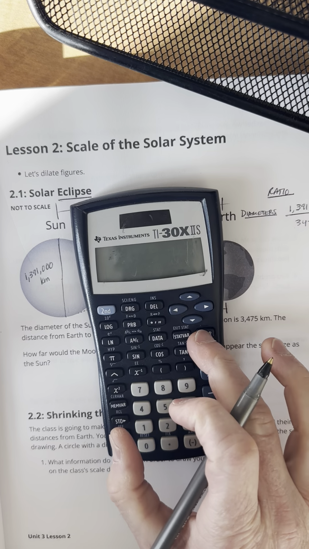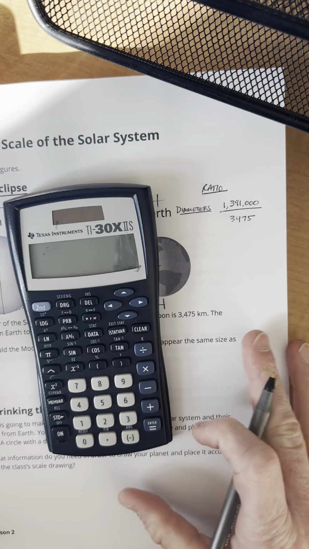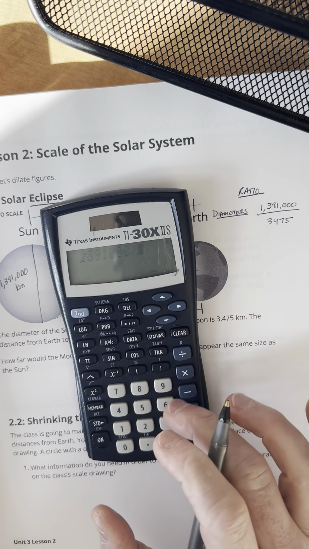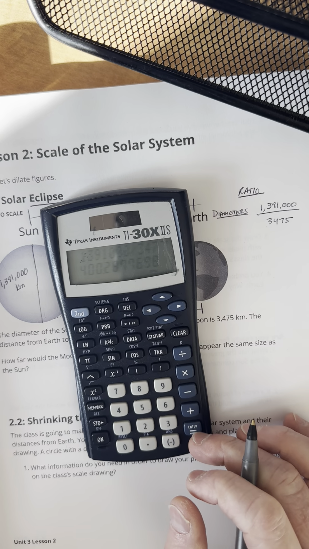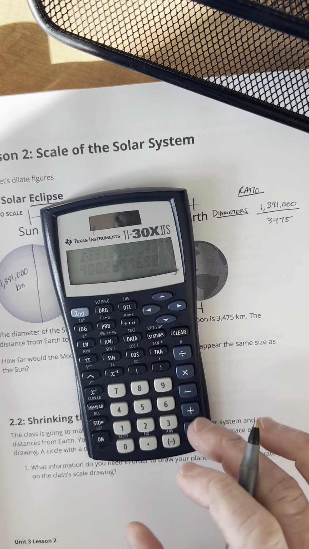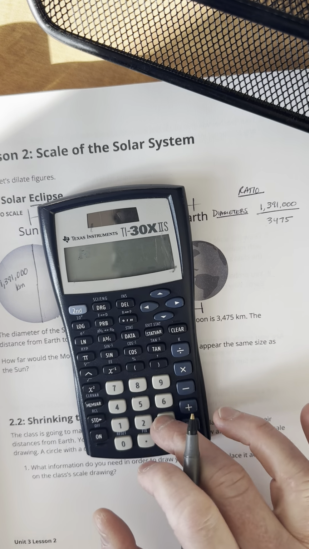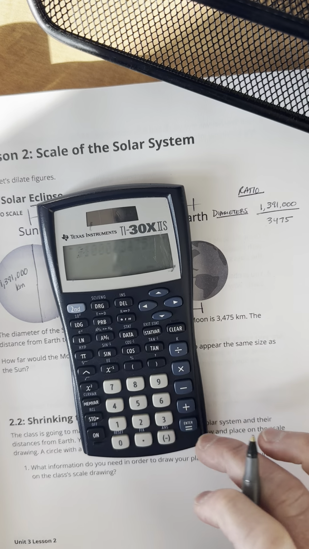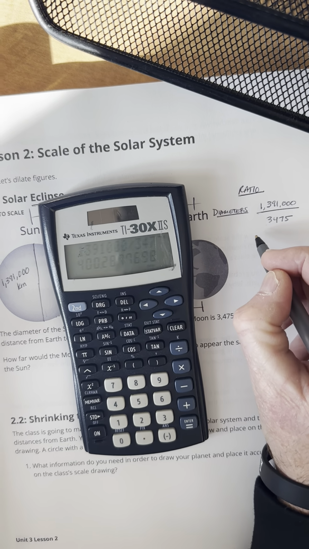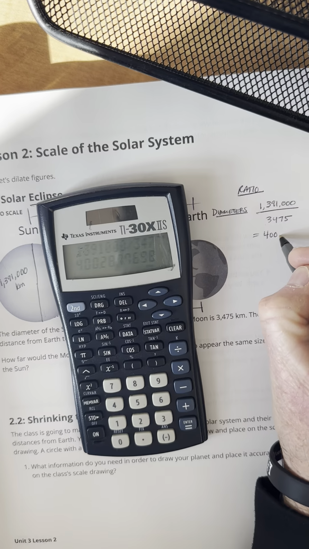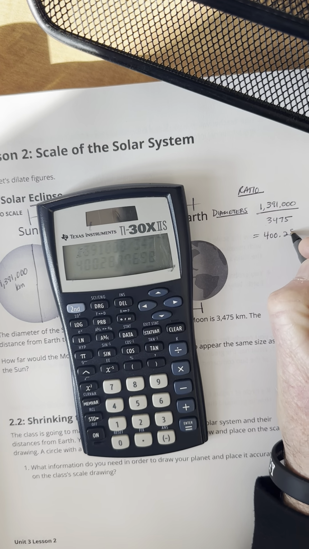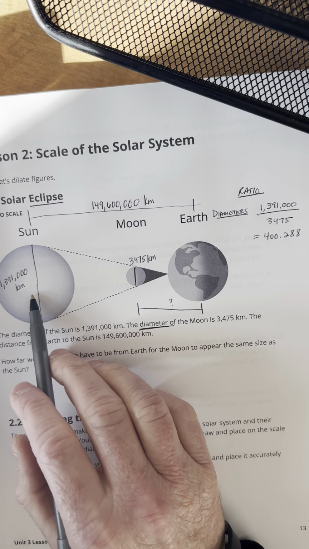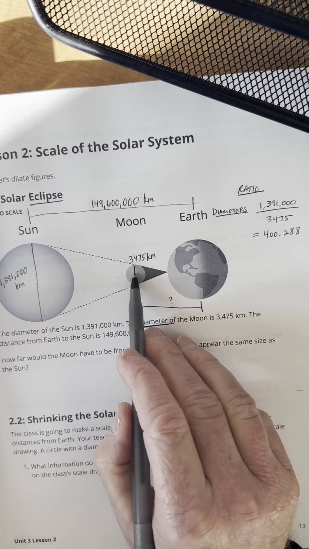So let's figure that out. 1,391,000 divided by 3475 equals 400.288. So the sun is essentially 400 times as big as the moon.